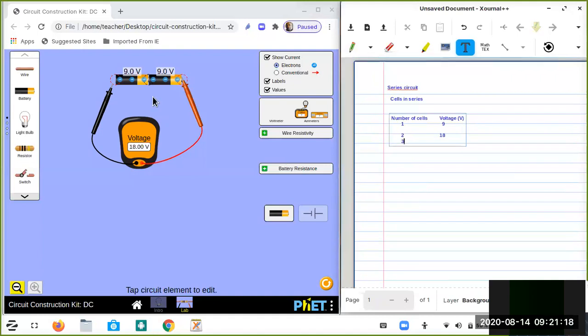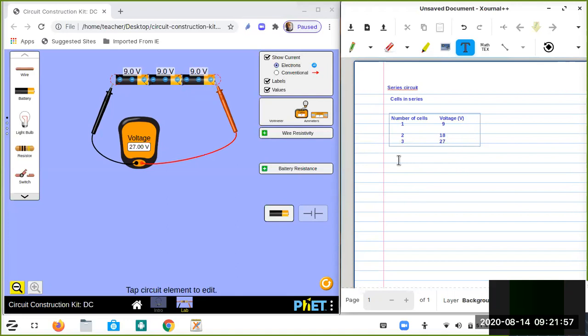What is going to happen if we are having 3 cells? Then I connect again another one there. Again, it's 9 volts. What's the voltage? Let's see. It's now 27 volts. So when we had 1 cell, it was 9. For 2, it was 18. Now it's 3, which is 27.